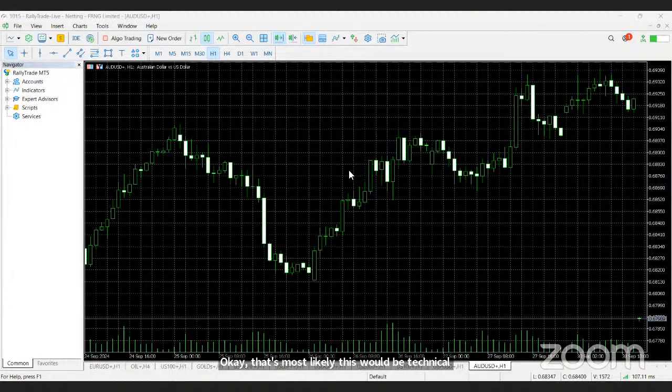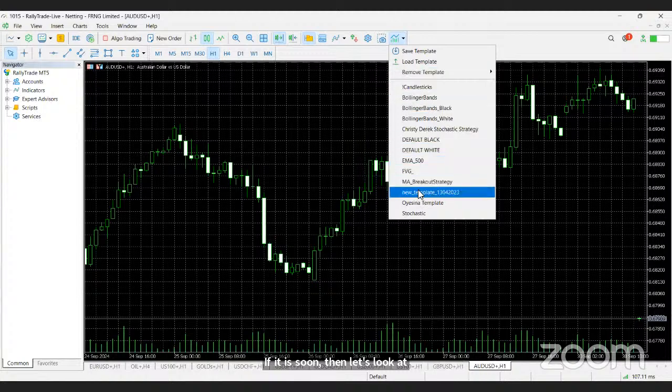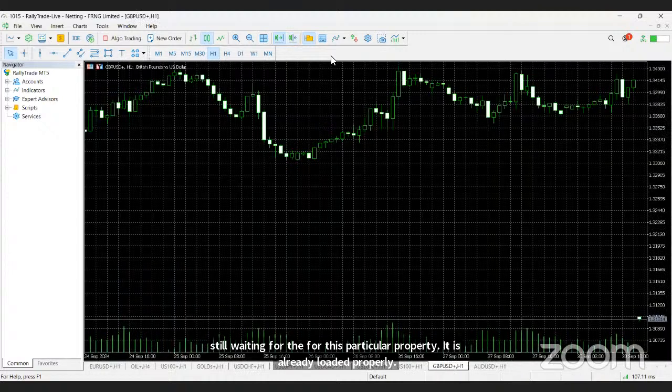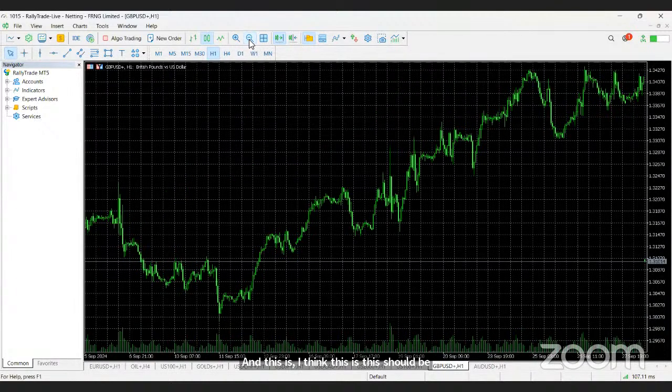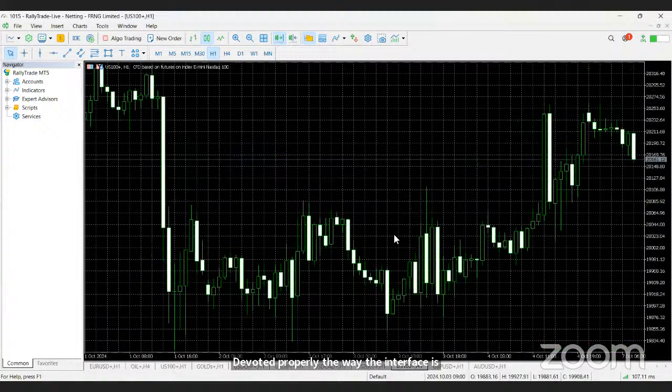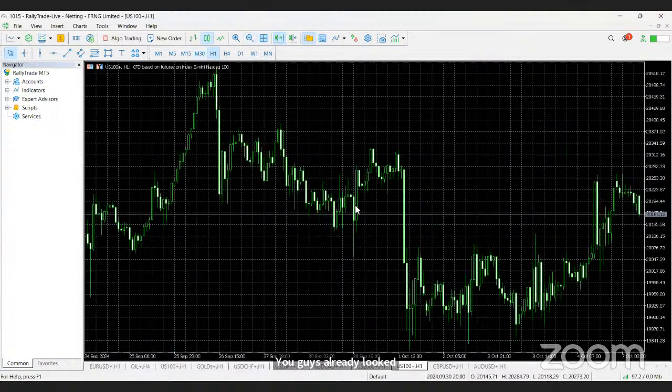If it is so, then let's look at AED/USD first with our breakout strategy. I'm still waiting for this particular chart to load properly. It is not really loaded properly, so when it loads, then we continue. Still not loaded properly. I don't know why the internet is very slow today. US 100 loaded correctly, so we can actually look at this one while we wait for others to load.